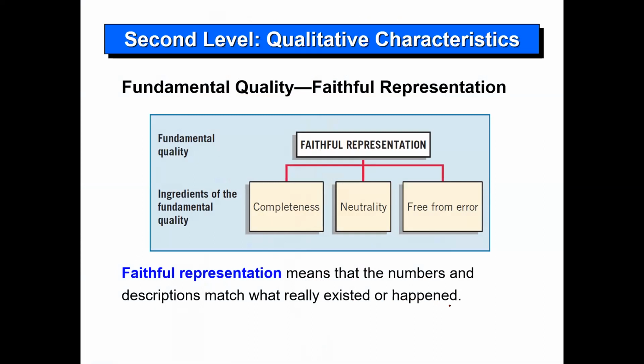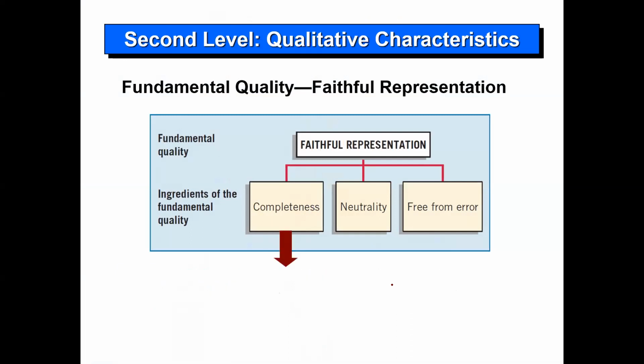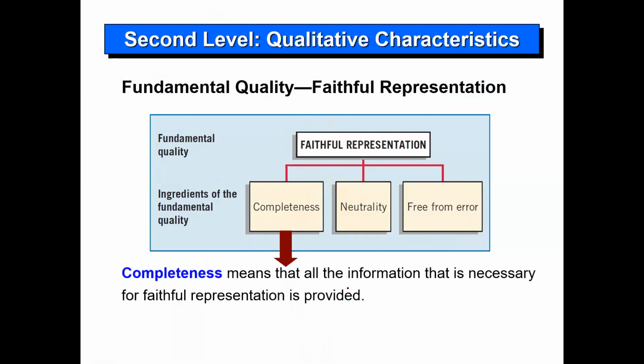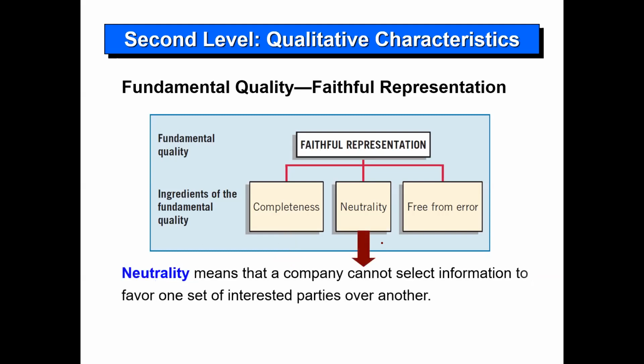How do we make sure they actually exist or happened? We have three ingredients. Completeness: all information that is necessary for faithful representation is provided, meaning the management included all the available information. This is completeness. And this information must be neutral, so the company cannot select information to favor one set of interested parties over another. The management will provide all types of information, whether they are in its favor or not.